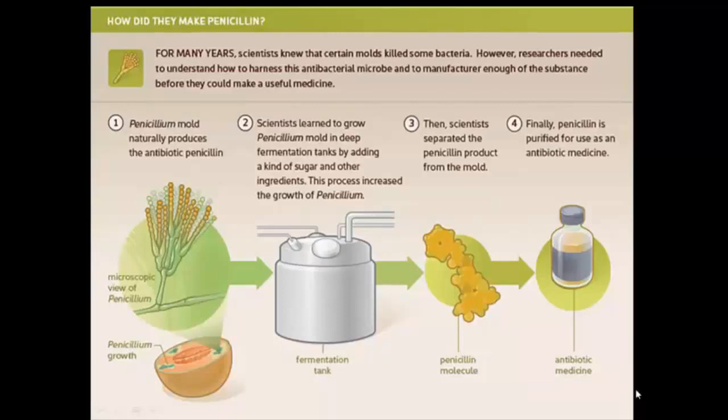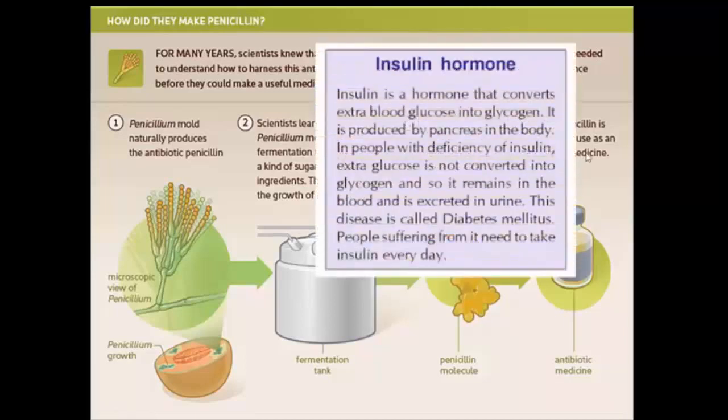As you can see in the picture, we have the Penicillium mold, which naturally produces the antibiotic penicillin. After it, we have the deep fermentation tank, where they add a kind of sugar and other ingredients to process the Penicillium. Then scientists separate the penicillin product from the molds. And finally, we have the antibiotic medicine.